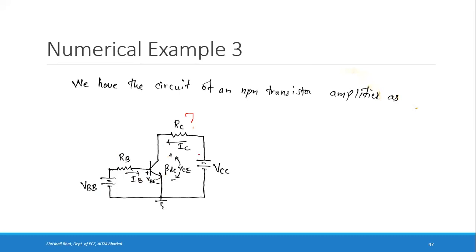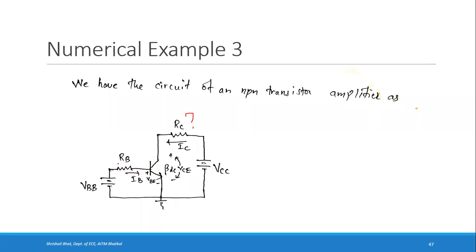So in this circuit, you apply Kirchhoff's voltage law to this path of the circuit, right? What do you have in this particular loop? The input voltage is VBB. Here the voltage is VBB. This voltage VBB will be equal to the voltage drop across RB plus the voltage VBE. If you apply Kirchhoff's voltage law, the total voltage is VBB, and that should be equal to the voltage drop across RB plus the voltage VBE.